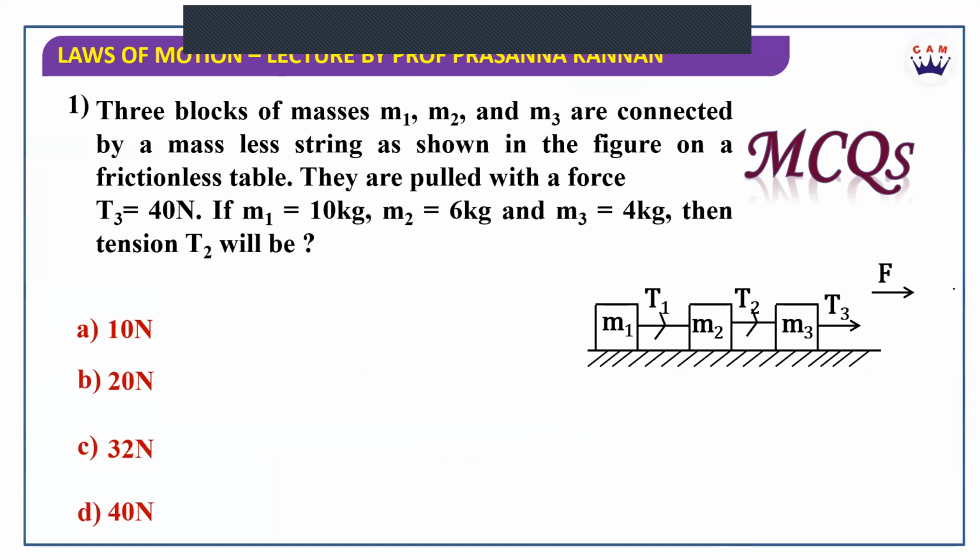Quick. Who will answer this now? Can you try, Ritu? 3 blocks of masses M1, M2, M3 are connected by a massless string as shown in the figure. They are pulled with a force of 40 Newton. Masses are 10 kg, 6 kg, 4 kg. What will be the tension T2?